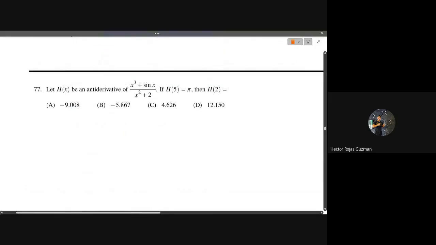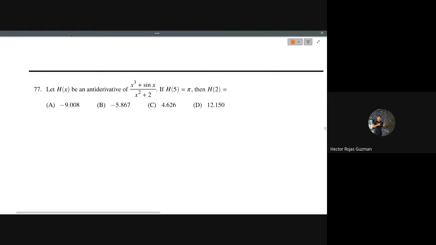If h of 5 equals pi, what's h of 2? So in order for us to find h of 2, we're going to have to do the integral from 5 to 2 of the derivative. And don't forget to add your initial condition. And like I said, I don't have a calculator with me, so this is as far as I can take you. Just plug it in, and one of those will be your answer.